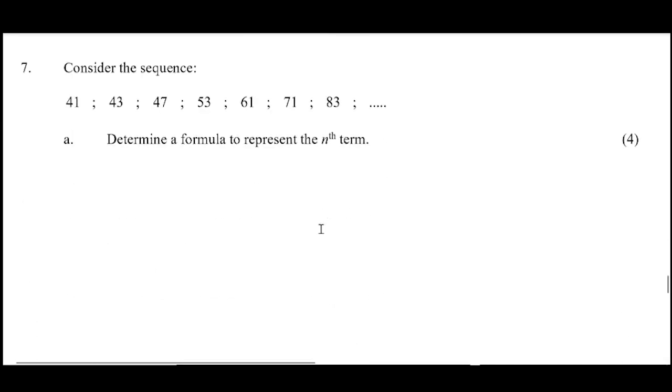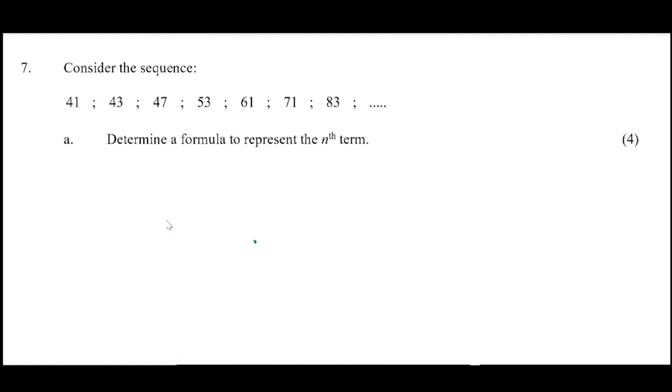Right. Now, question 7 asks us for a formula to represent the nth term of this sequence. Well, what is it? It's growing by 2 and then by 4. This is not arithmetic. This is in fact a quadratic sequence. And so we are going to need to remember the various bits that are involved with a quadratic sequence.